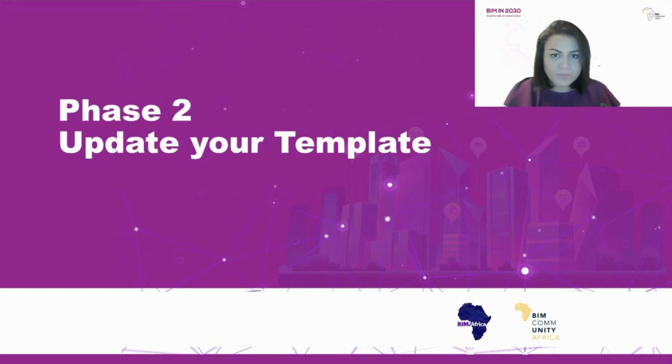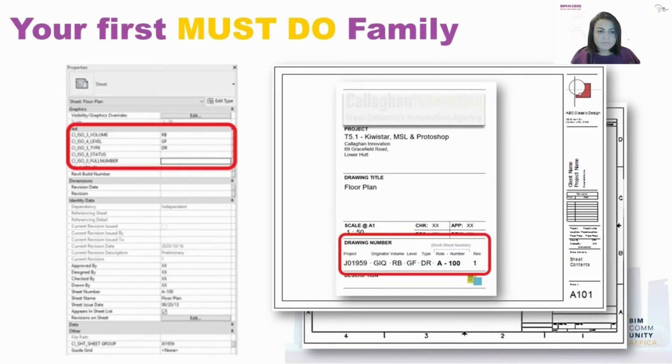Phase number 2, update your template. Your first must-do family is the title block, because it contains all the project's information, almost all the parameters needed to be prepared, and will be inserted in the sheet and aligned to the views. The sheet naming method is also detailed in the ISO 19650 through the naming convention.